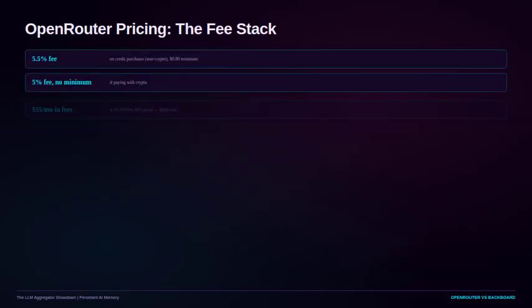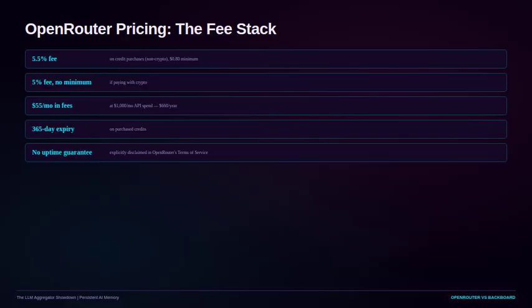Let's talk pricing, starting with OpenRouter. The model access itself isn't marked up, but OpenRouter charges a 5.5% fee on credit purchases with an 80-cent minimum, or 5% with no minimum if you pay in crypto. At $1,000 a month in API spend, that's about $55 a month in fees alone, $660 a year. Purchased credits also expire after 365 days, and OpenRouter's own terms of service explicitly disclaim any uptime guarantee.